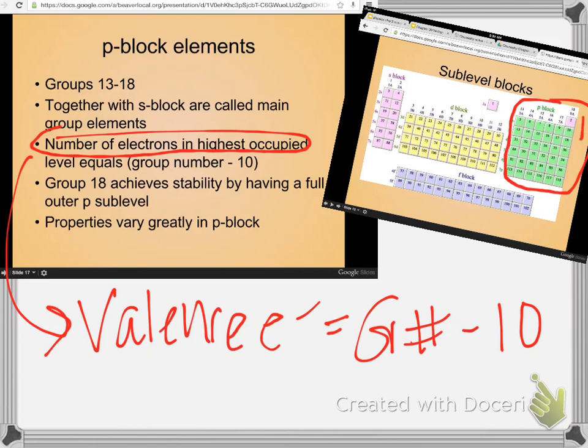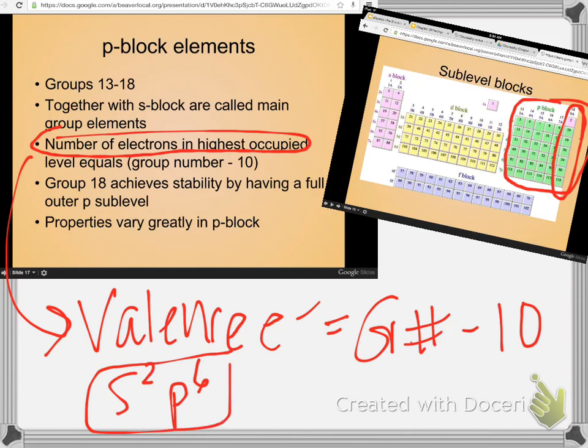group 18, our noble gases, are very special friends. They are very stable because they've got a full P. So they're all s2 p6, and having that makes them incredibly stable. We said that there were distinctive properties in the S-block. We don't really talk about properties as a whole in the P-block because they really change from one side of the P-block to the other. They vary tremendously. Let's talk more about what's in the P-block.